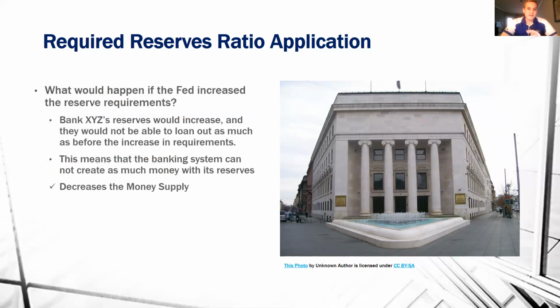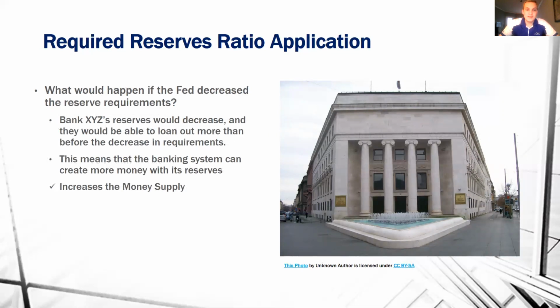Well, if the Fed increased the reserve requirements, Bank XYZ's reserves would increase, and they would not be able to loan out as much as before the increase in requirements. This means that the banking system cannot create as much money with its reserves. This would lead to a decrease in the money supply.